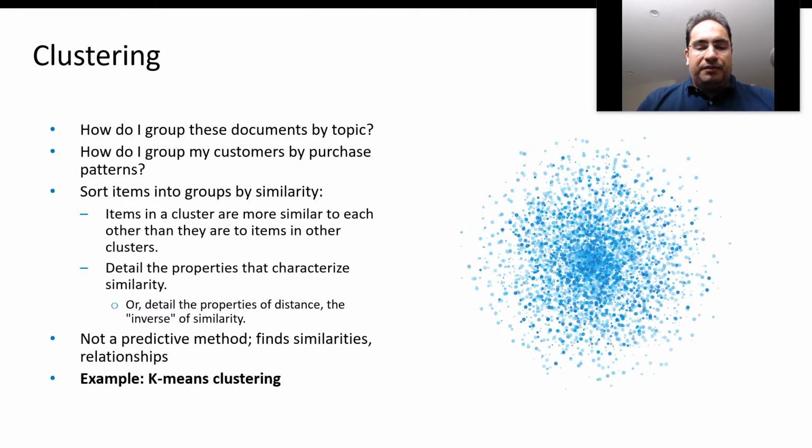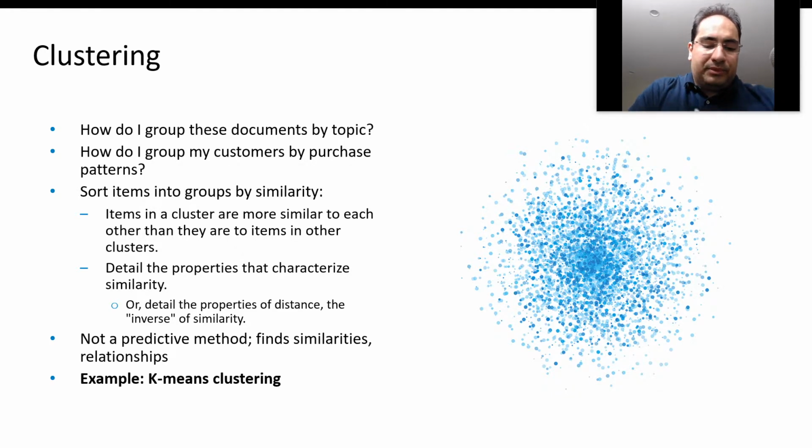So if you have some documents that you want to group by topic, or you have some samples that you want to group by purchase patterns, anything, you can use this algorithm. Sometimes it's an algorithm on its own to find different patterns in your data. Sometimes it's used before doing an actual classification. What it does is sort items into different groups based on similarity.